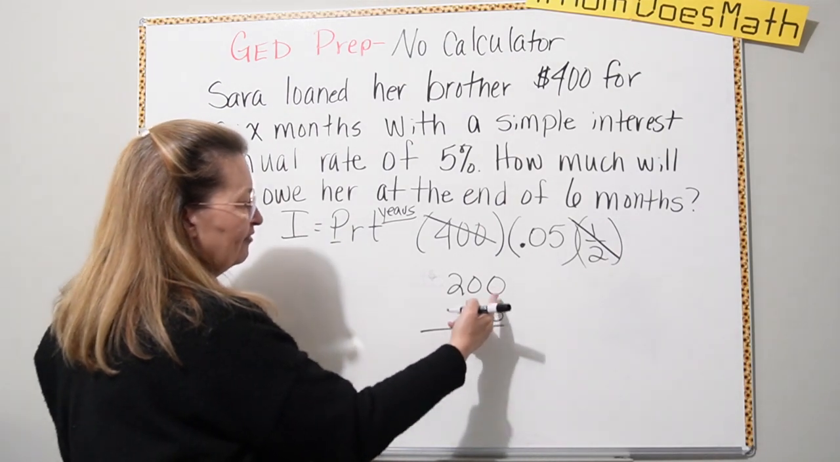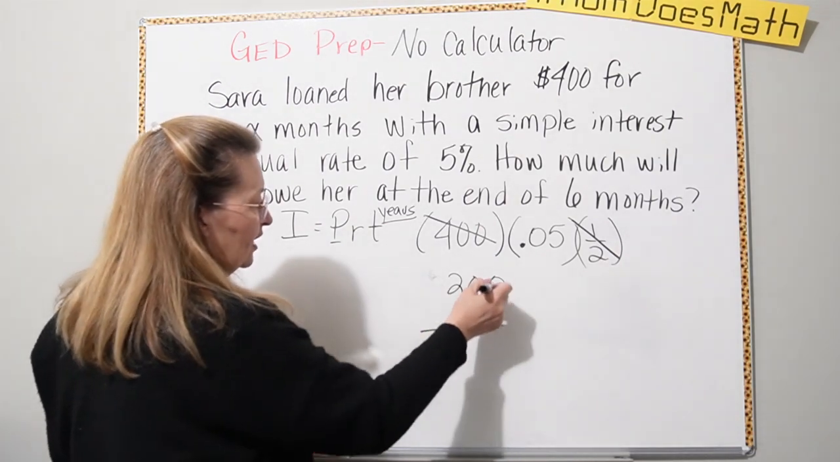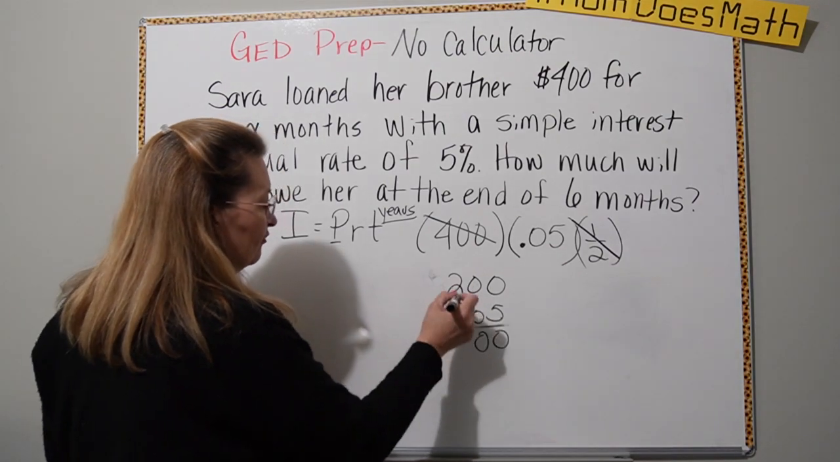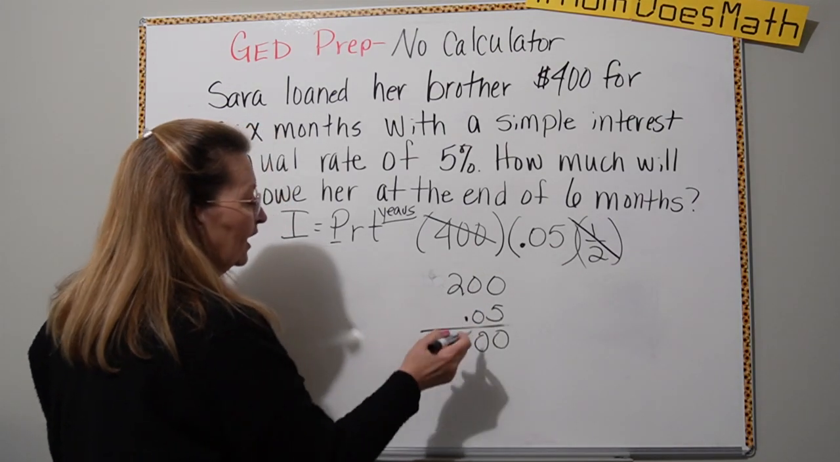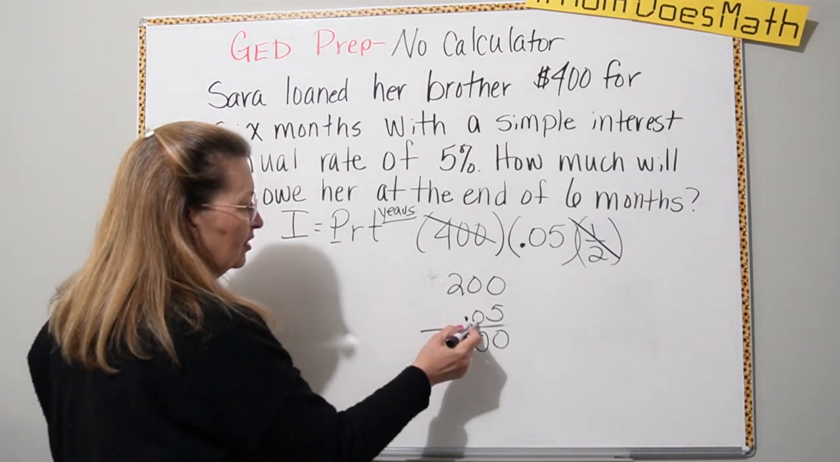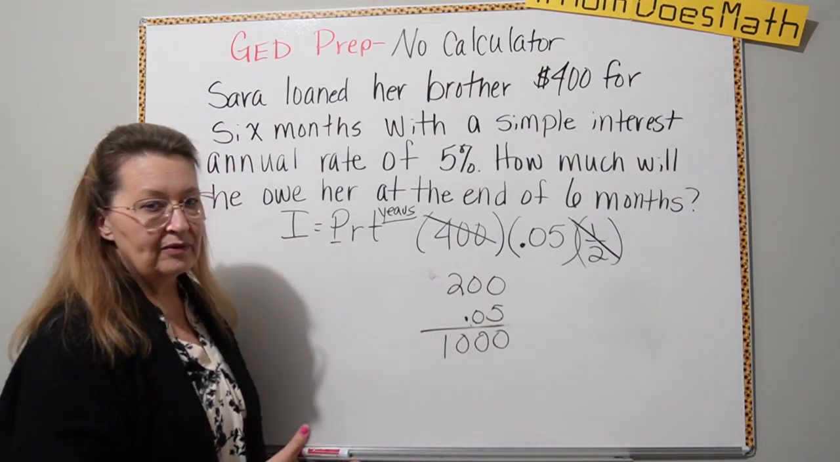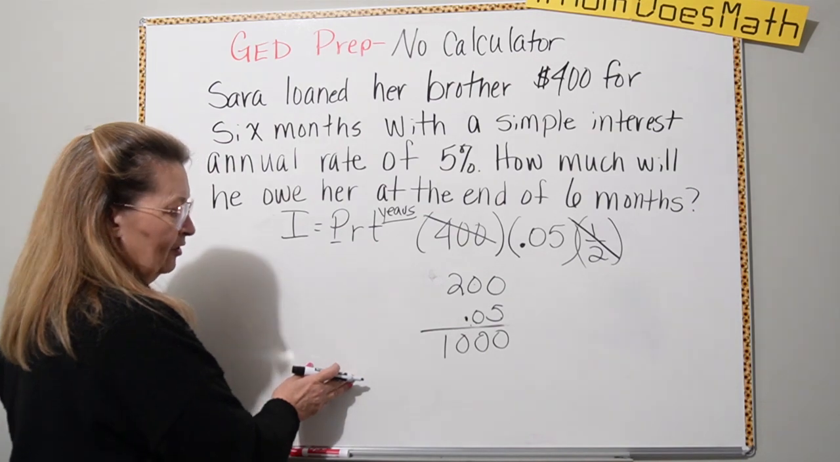Then we're going to multiply 5 times each one of these. 5 times 0 is 0. 5 times 0 is 0. 5 times 2 is 10. Now normally you would come back and whatever this number is, you would multiply it times all 3 of these, but it's a 0. So we're just going to have zeros all the way across.